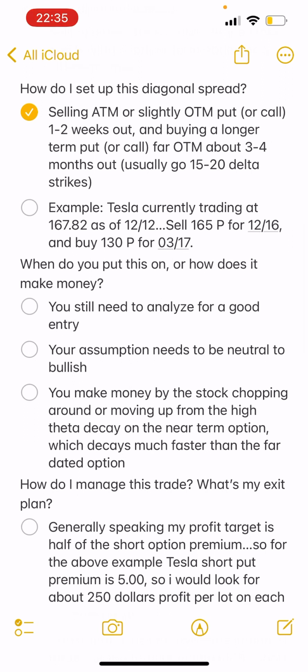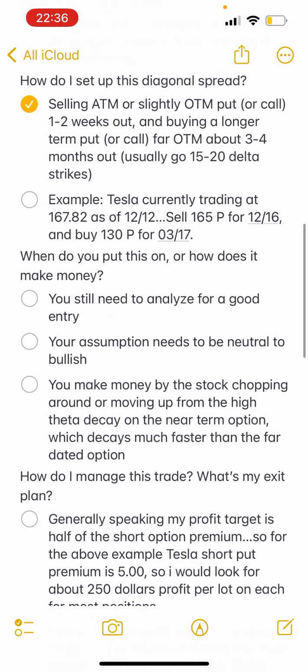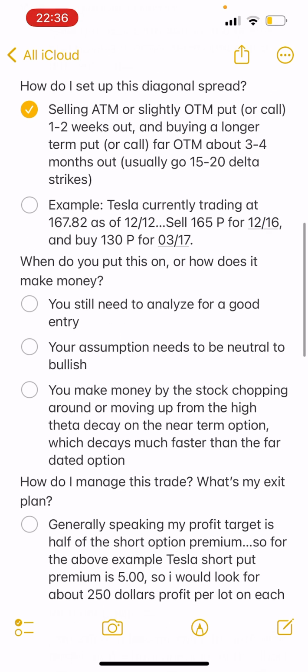So basically what I'm doing is, I have my equity that I'm looking at, and I'm selling an at-the-money or slightly out-of-the-money put, okay? And that's if it's bullish, right? If I'm bullish on the name, I'm selling an at-the-money put or slightly out-of-the-money put. If I'm bearish, it would end up being a call. And I'll go over that here in a little bit. And it's usually 1 to 2 weeks out, okay?